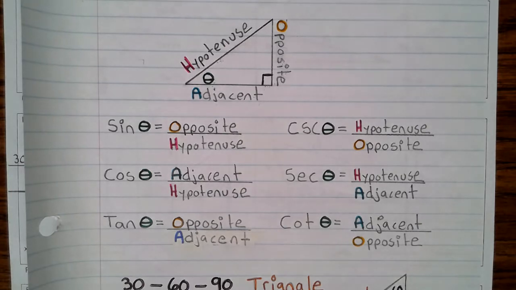Now, cosecant of theta is equal to the hypotenuse divided by opposite, and secant of theta is equal to hypotenuse over adjacent, and cotangent of theta is equal to adjacent over opposite. Okay, so update your notes for that portion.